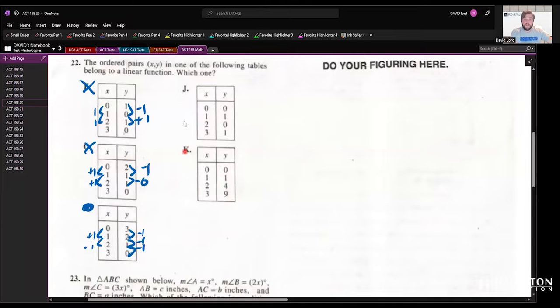However, we could check the other two to make sure. This is up by 1, and this went up by 1, down by 1, so not constant. And this one went up by 1, and it went up by 1, up by 3. So this one's actually a quadratic model, not a linear model. But still, we can cross it off.